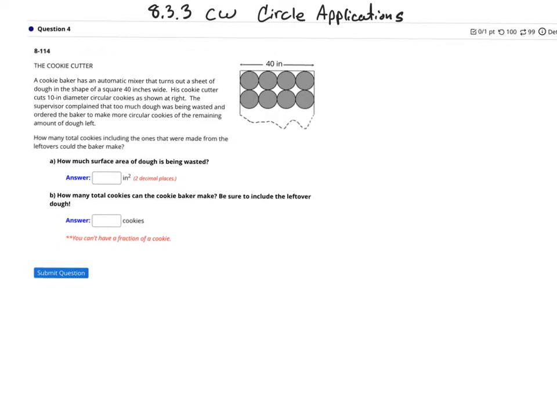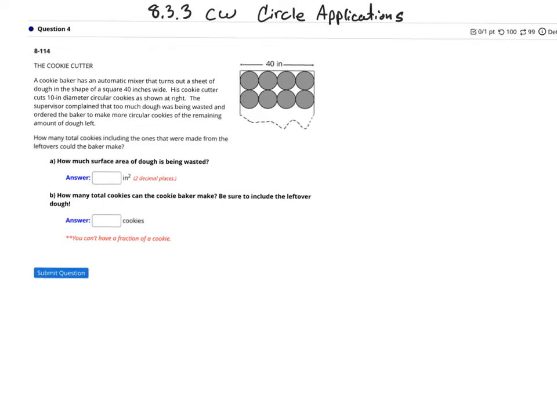The supervisor complained that too much dough was being wasted and ordered the baker to make more circular cookies of the remaining dough left. How many total cookies, including the ones that were made from the leftovers, could the baker bake? So the first question we're going to answer is how much dough would be wasted if we were to go ahead and do this, make these cookies.